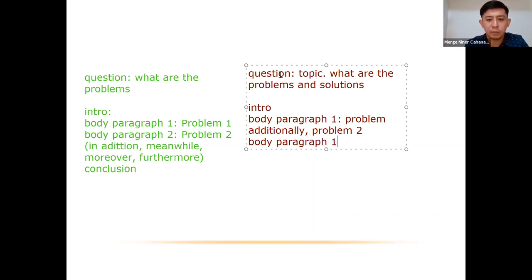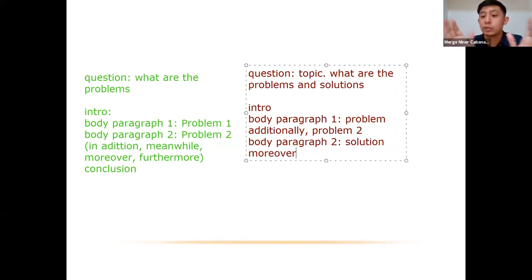And then you have your body paragraph two. You have the solution. So before I proceed to the solution, I can probably mention something like, there are a lot of ways to solve the problems encountered by migrants, if that's my topic. Or I can also add something like, on the other hand, or I will be using in contrast, in comparison, okay? So solution. And then additionally, or moreover, because I've already used additionally, so use a variety of connectors, solution two.